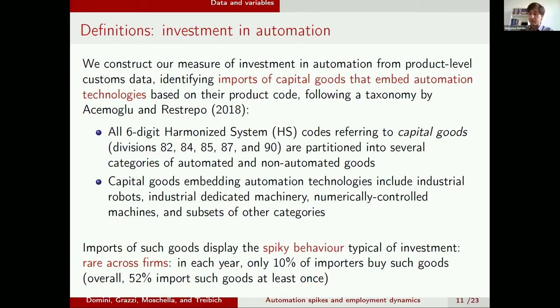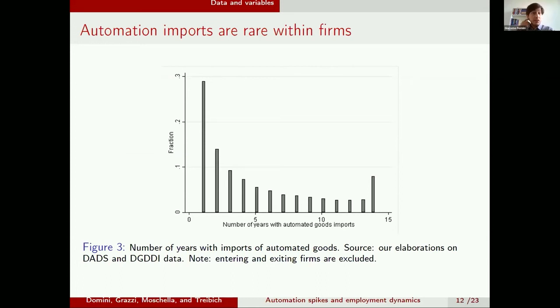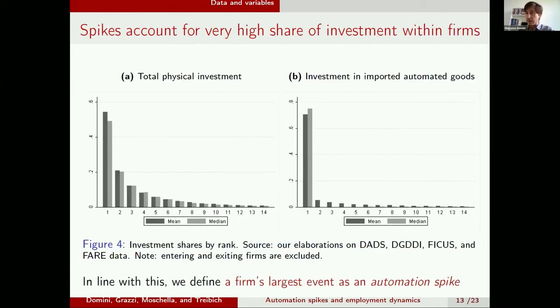After constructing this variable for each firm in each year, we can analyze its statistical properties, and this reveals that it behaves very much as we know investment variables behave, meaning it has a spike behavior, which means a couple of things. First, it is rare across firms, so investment in imported automated goods is rare across firms. Only a minority of importers actually import these goods, 10% in each year. Then it is rare within firms, meaning among those who do import such goods, most of them do that only once or twice. And finally, the largest of these events accounts for the lion's share of all imports of such goods over the years for a certain firm.